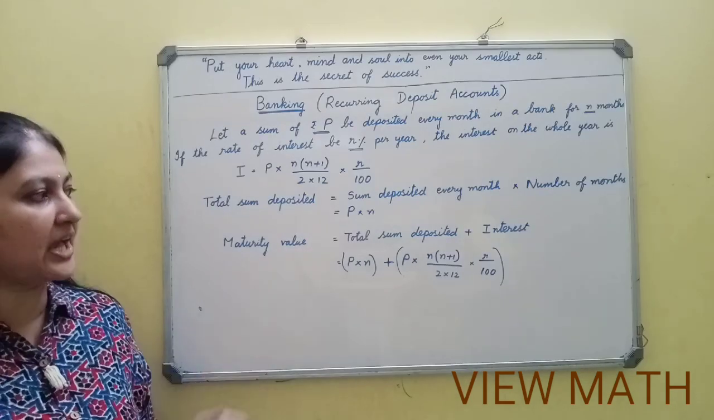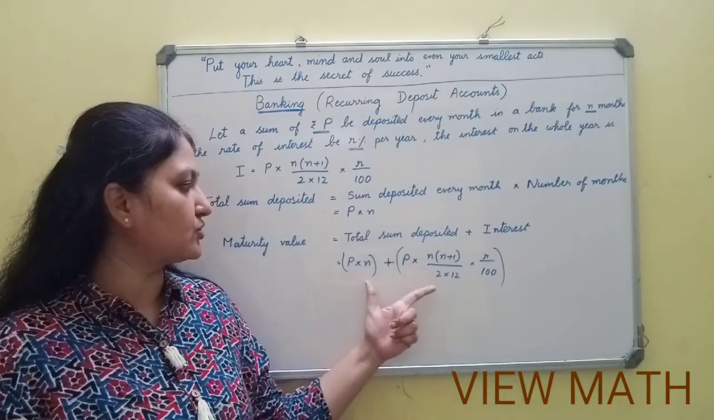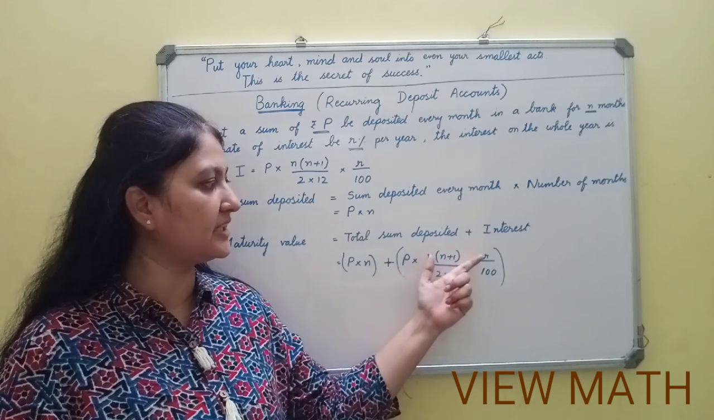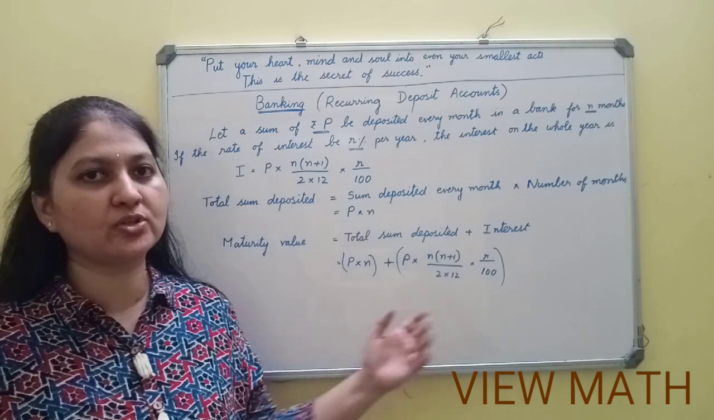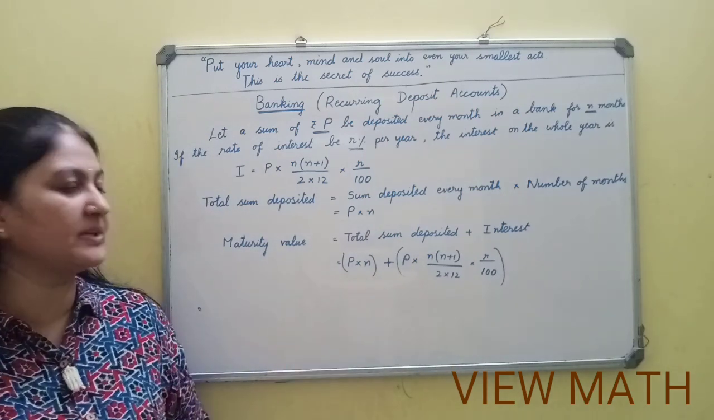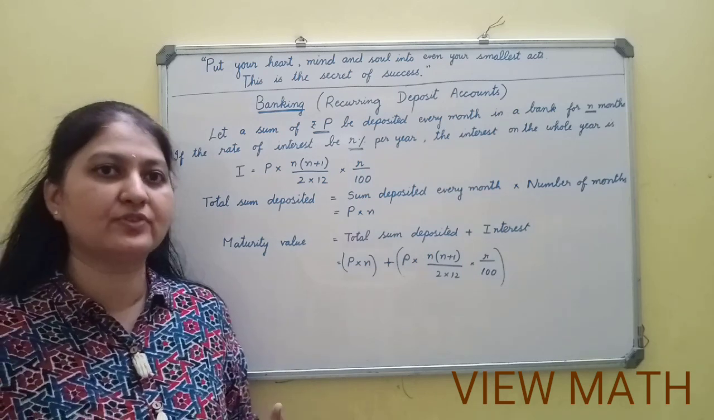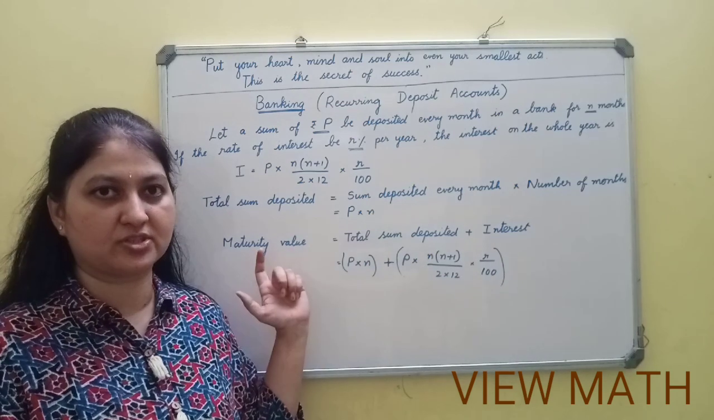Next, in this chapter, if you know this formula, P into N plus P into N plus 1 divided by 2 into 12 into R by 100, you will be able to attend the whole exercise. Here, you will be having 4 types of problem. First one is finding the maturity value. Just use this formula to find out the maturity value.